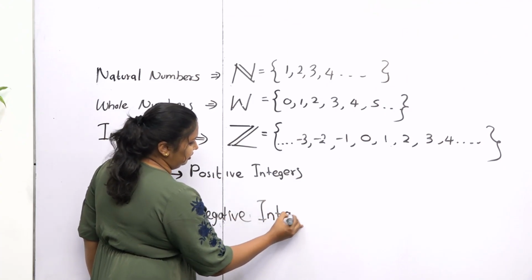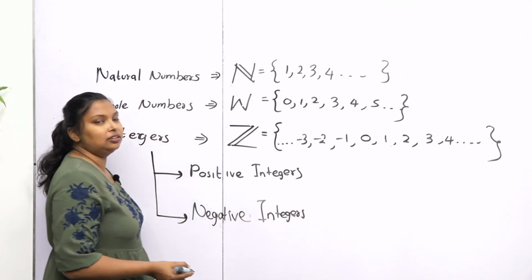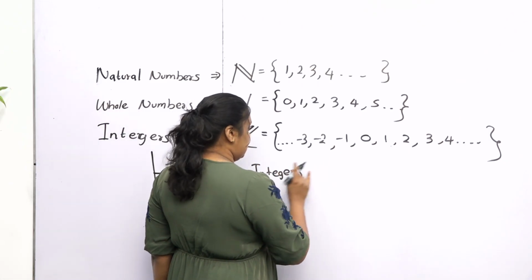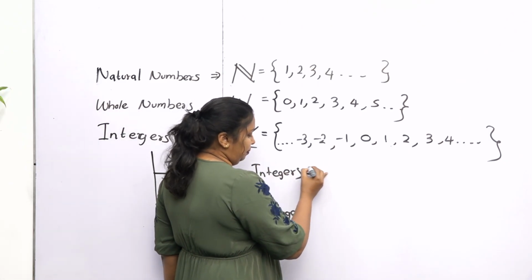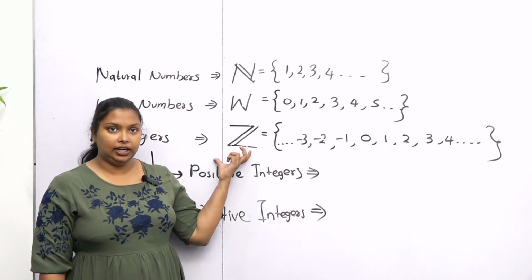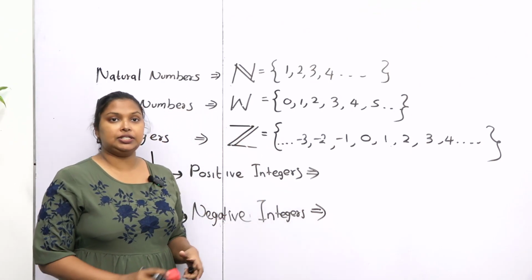Positive integers and negative integers. What are positive integers? Plus 1, plus 2, plus 3. So those are the positive integers, right? So the positive integers set we are representing using this set. Clear? We represent the positive integers like this.